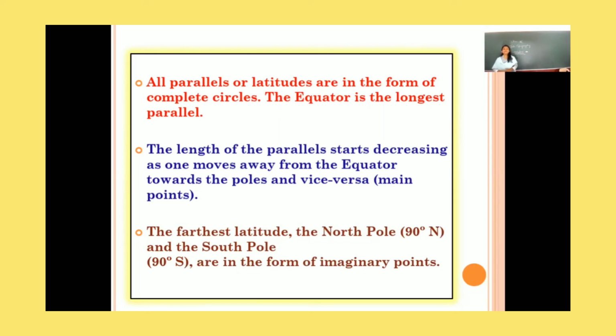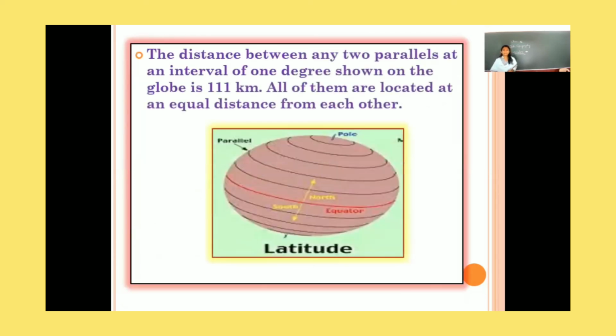The farthest latitudes, the north pole 90 degree N and the south pole 90 degree S, are in the form of imaginary points. The distance between any two parallels at the interval of 1 degree shown on the globe is about 111 kilometers. The distance between the two parallels is 111 kilometers. All of them are located at an equal distance from each other.